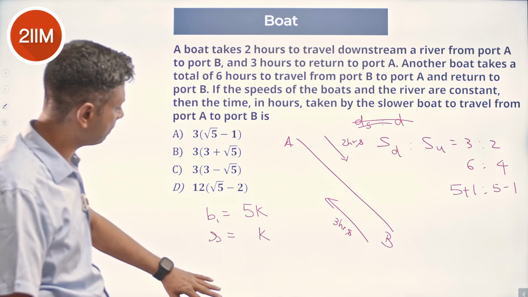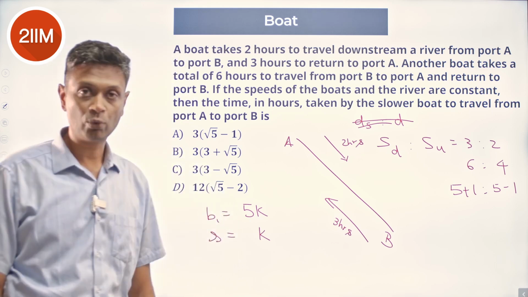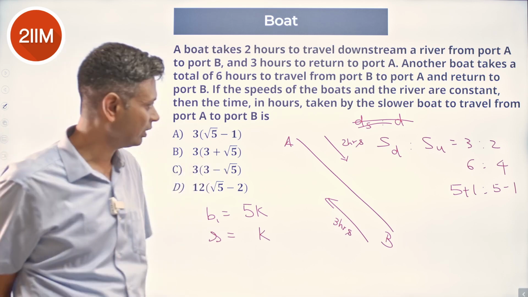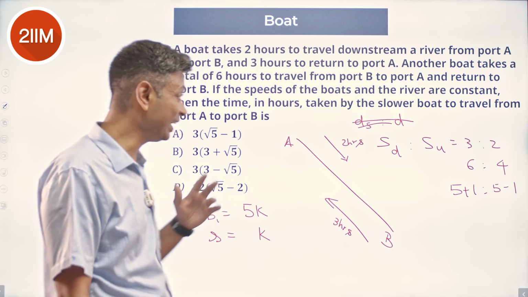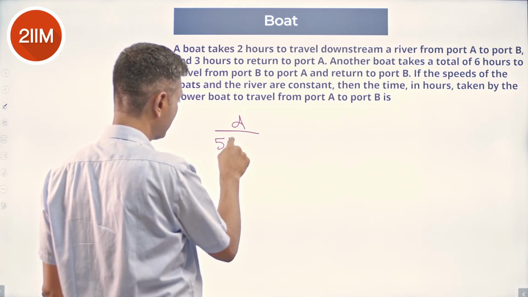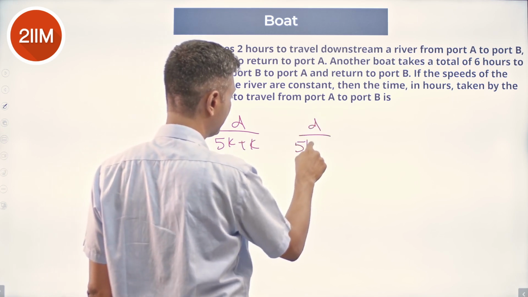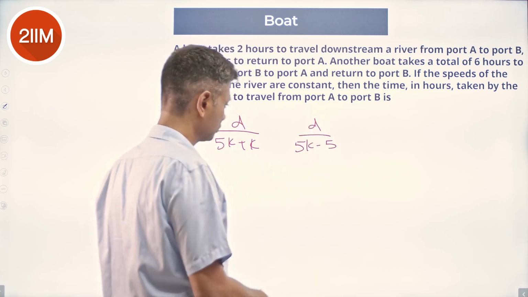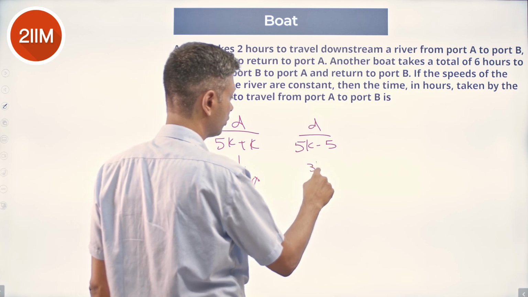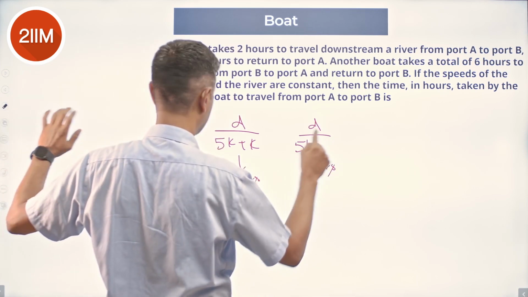So 5k plus k is 6k, 5k minus k is 4k, ratio is 6:4, 3:2, time taken should be in the ratio 2:3. Right? The distance between these two is d, then we are told d by 5k plus k, d by 5k minus k. These are the times taken. This is 2 hours, this is 3 hours. 5k minus k, I have written 5k minus 5.